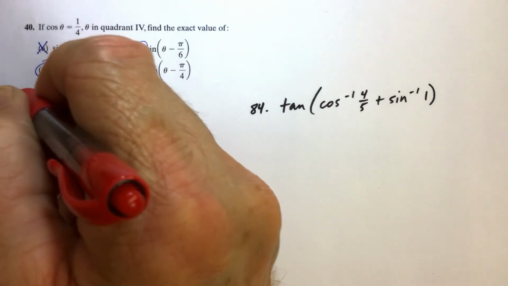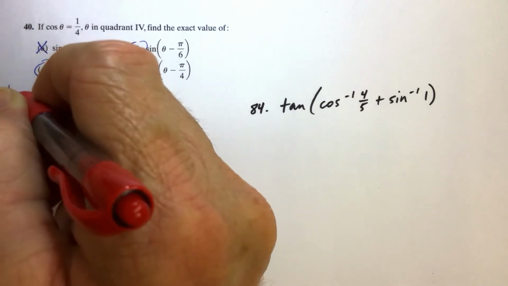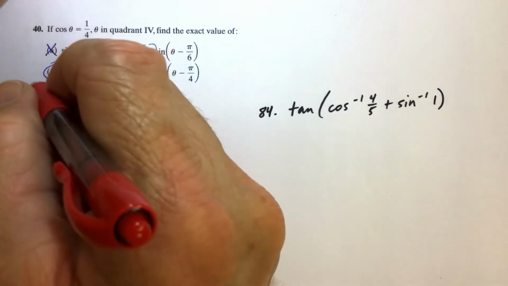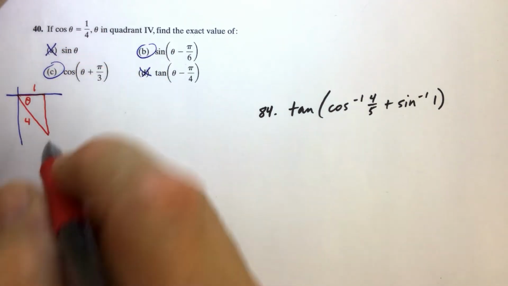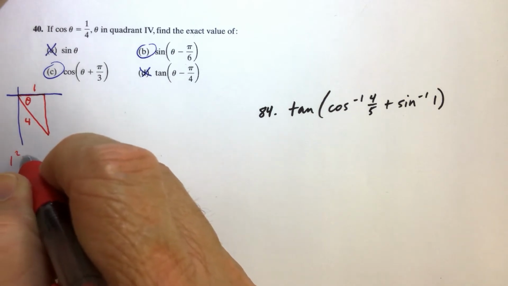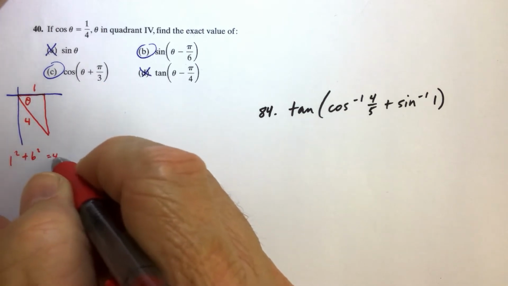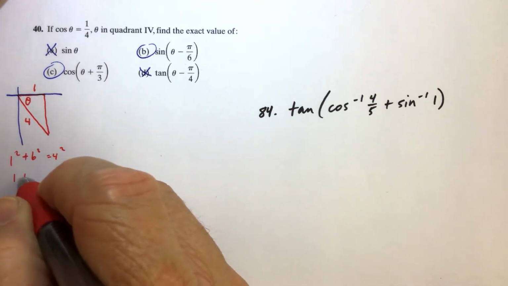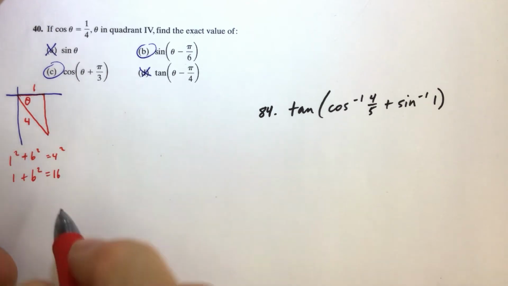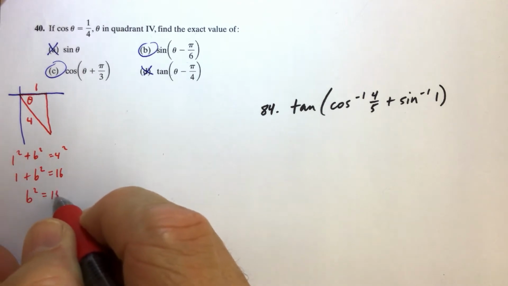Cosine is equal to the adjacent leg over the hypotenuse. Again, theta is tucked right there in the fourth quadrant. Cosine is the adjacent over the hypotenuse. Now, think about this. We have 1 squared plus b squared, so a squared plus b squared equals c squared. So 1 squared, which is 1, plus b squared is equal to 4 squared, which is 16. When we subtract 1 from both sides, we get b squared equals 15.